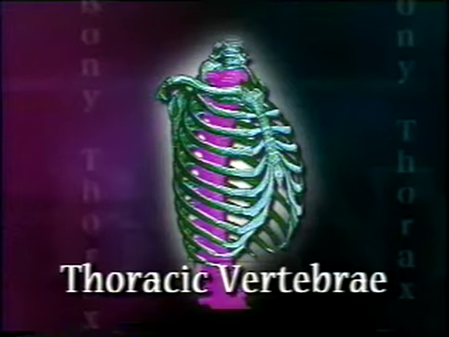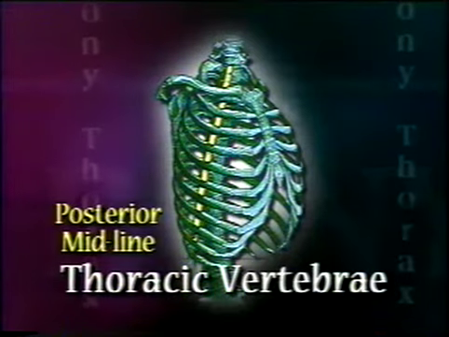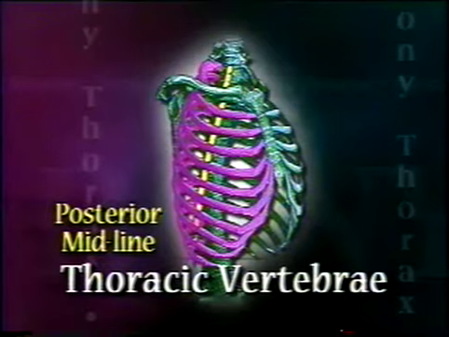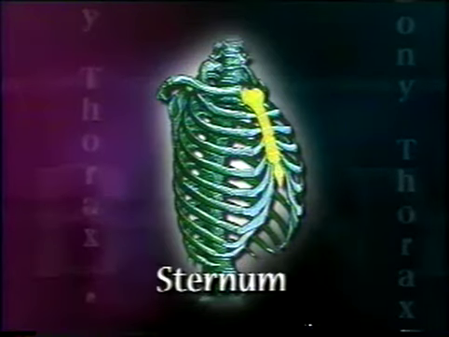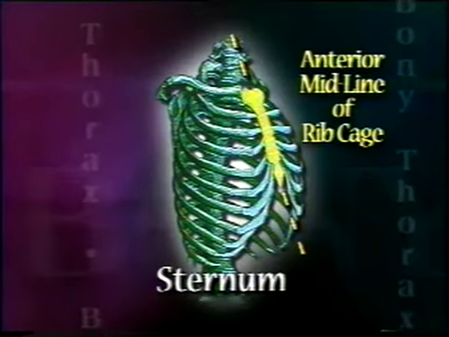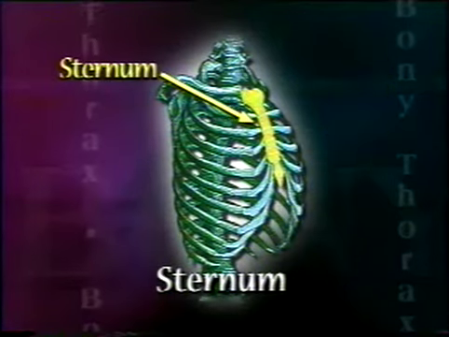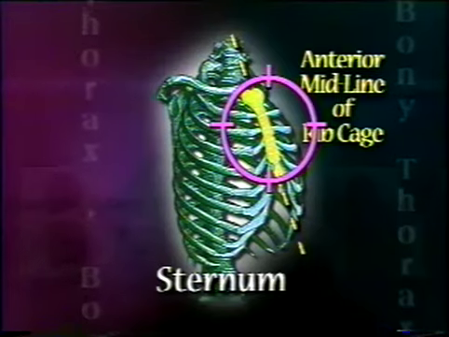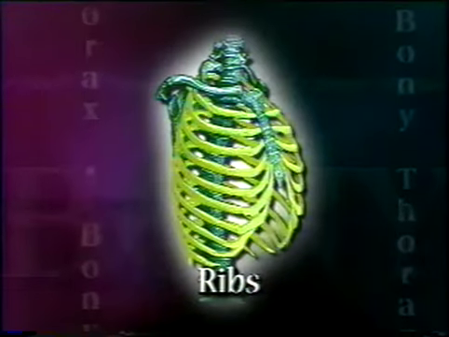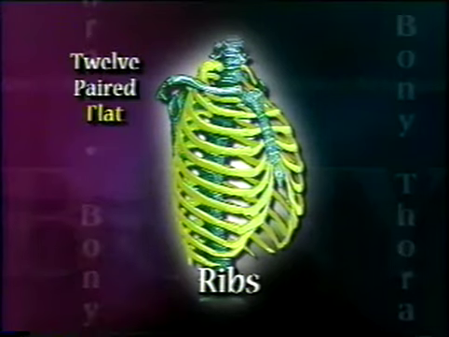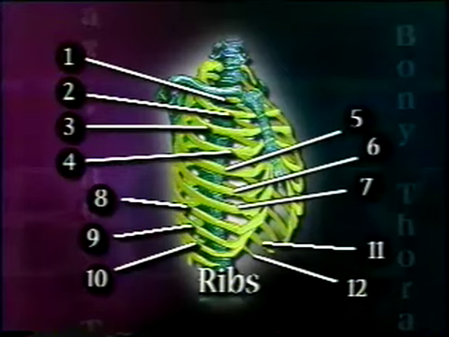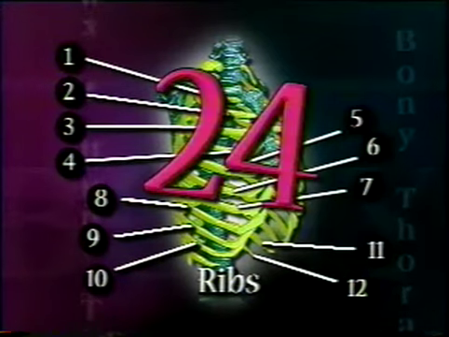The thoracic vertebrae form the posterior midline of the rib cage. That means they divide the rib cage in half from the backside. The sternum, or the breastbone, forms the anterior midline of the cage. It's easy to find the sternum. It's the hard plate right in the middle of your chest. And finally, the ribs are 12 paired flat bones that form the lateral or side bars of the cage. That means altogether there's 24 ribs.